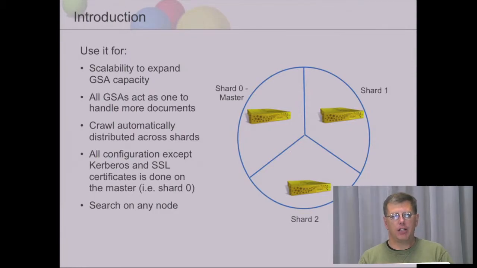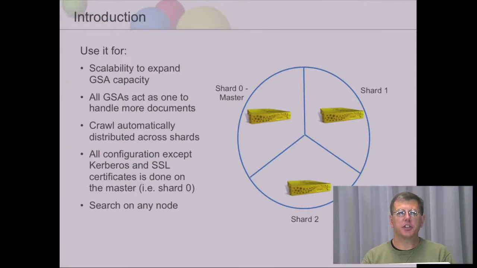Now the advantages here are scalability, we can go beyond the 30 million documents. All GSAs act as one to handle more documents, so we get one index. There's no threading at serve time for relevancy. The relevancy is good across all GSAs as if all of the documents had come from one GSA. All configuration is done on the master node, which is shard 0, and distributed to the other GSAs. The only exception to this is Kerberos and SSL certificates, which are host specific, so you'll have to set those up on the other shards as well.